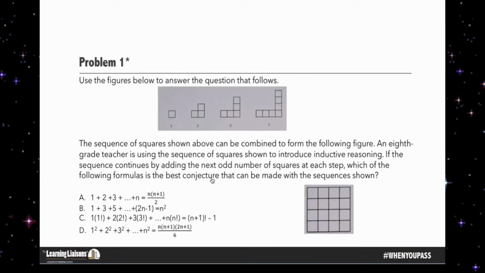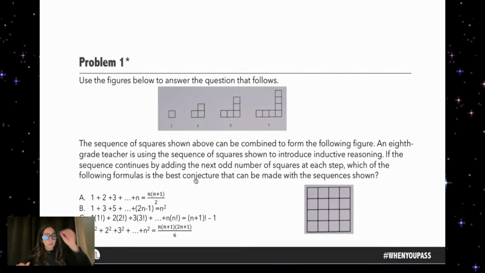Problem 1. Use the figures below to answer the question that follows. So we see this figure right here, and we are going to solve that problem. The sequence of squares shown above can be combined to form the following figure below. An 8th grade teacher is using the sequence of squares shown to introduce inductive reasoning. If the sequence continues by adding the next odd number of squares at each step, which of the following formulas is the best conjecture that can be made with the sequences shown?